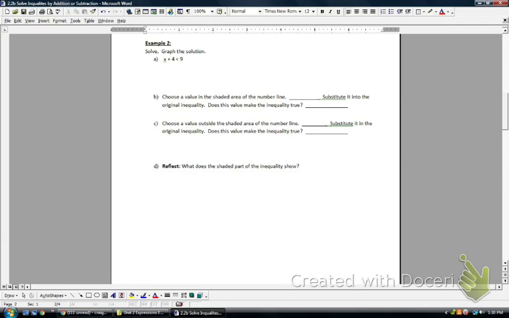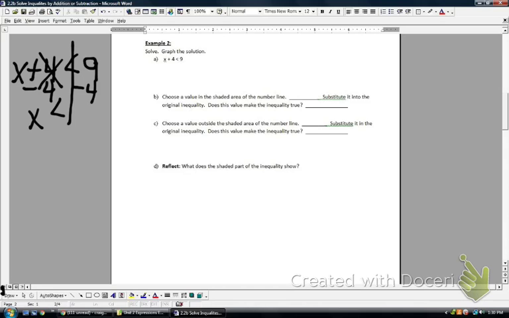All right, so let's look at example 2. Example 2 says solve and then graph the solution. So I have x plus 4 is less than 9. And I'm going to do it over here so I have room to work. I solve an inequality just as if I'm solving an equation. So to undo addition, I subtract. If I subtract 4 from one side, I have to subtract 4 from the other. X is less than 5, so that is my answer.